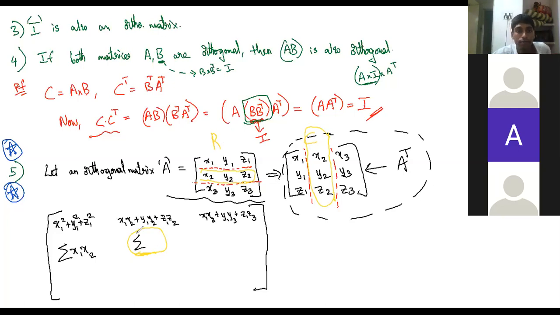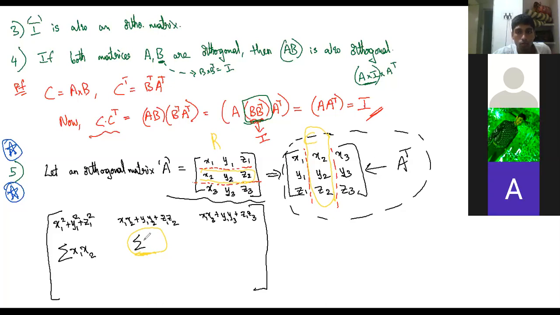What is this element? It will be x2 square plus y2 square plus z2 square. Okay. Next, third one. x2, x3 plus y2, y3 plus z2, z3.